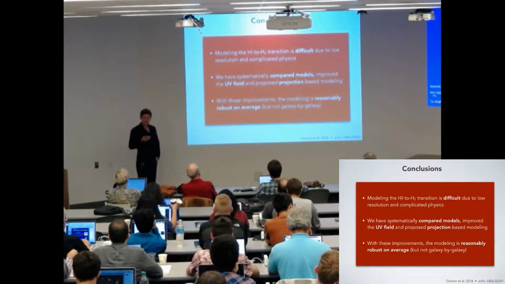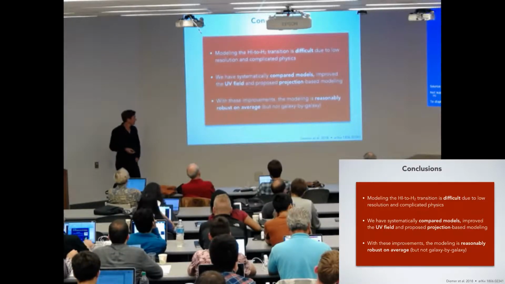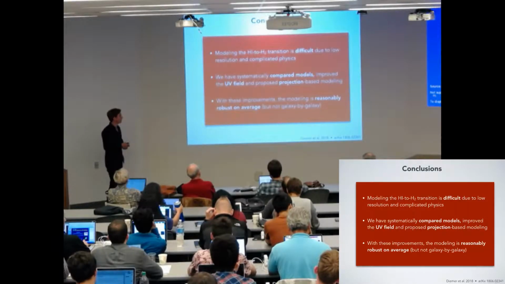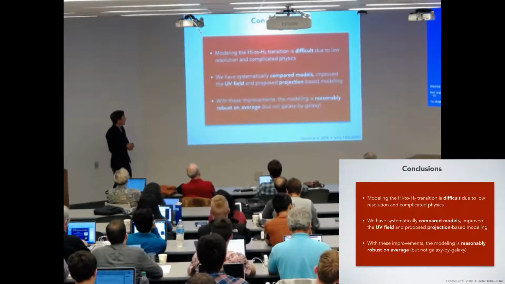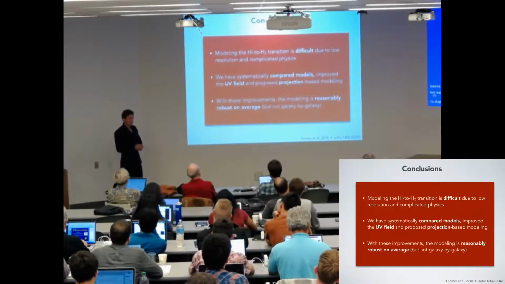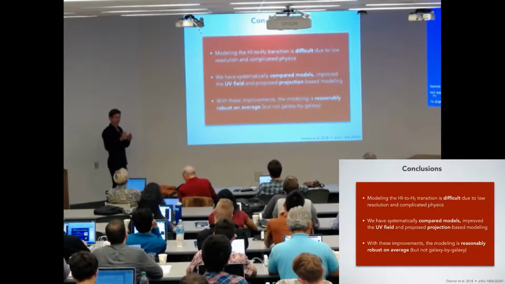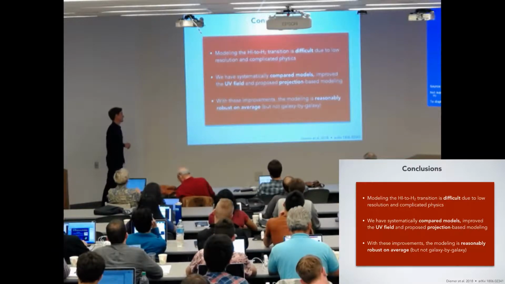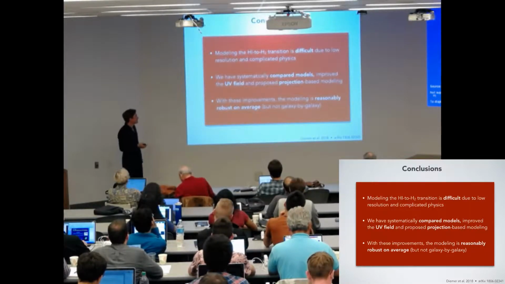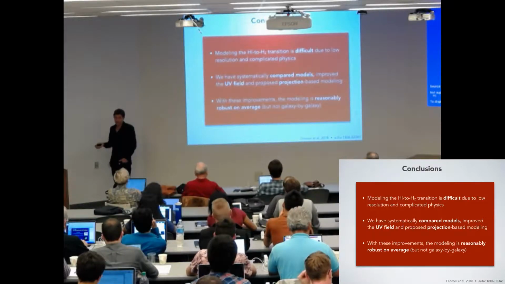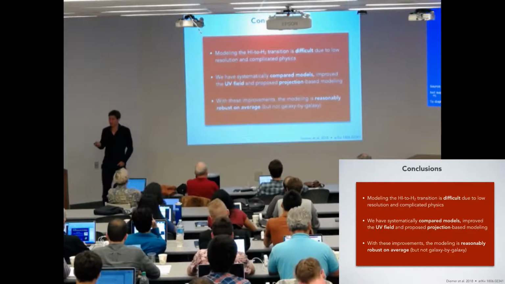We've improved on the situation in 3 ways, I think. Namely, we've done a systematic comparison that cleared up a lot of the confusion around these different models. We've tried to do a bit better on the UV field, and we've introduced this projected modeling that takes out this crazy conversion from volume to surface densities. With these improvements, the modeling is reasonably robust on average, but I wouldn't really trust it galaxy to galaxy. There's still big scatter.